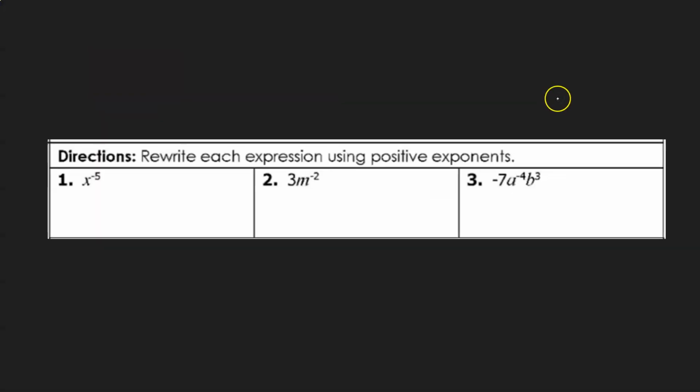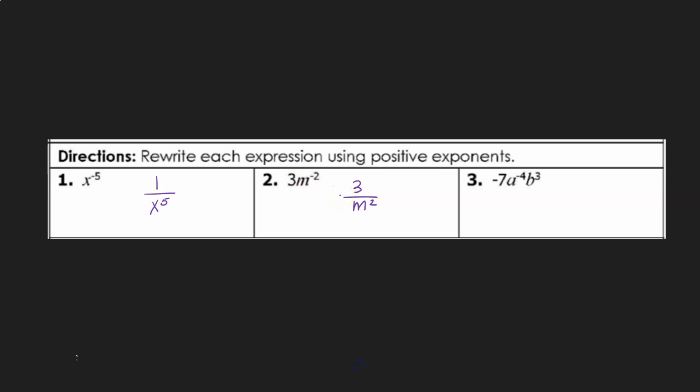Let me get a different color pen. The directions say rewrite each expression using positive exponents. So x to the negative fifth power becomes 1 over x to the positive fifth power. 3m to the negative second power becomes 3 over m squared, because 3 is really 3 over 1. So remember, only the variable that the negative exponent is attached to gets moved.